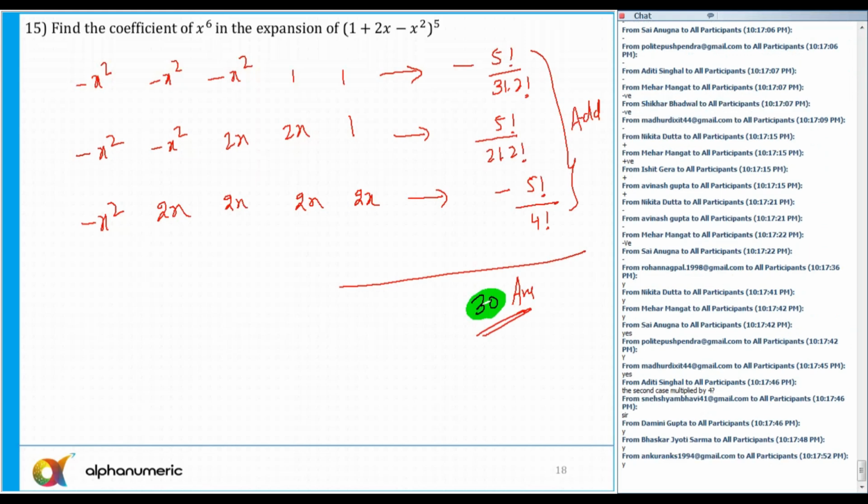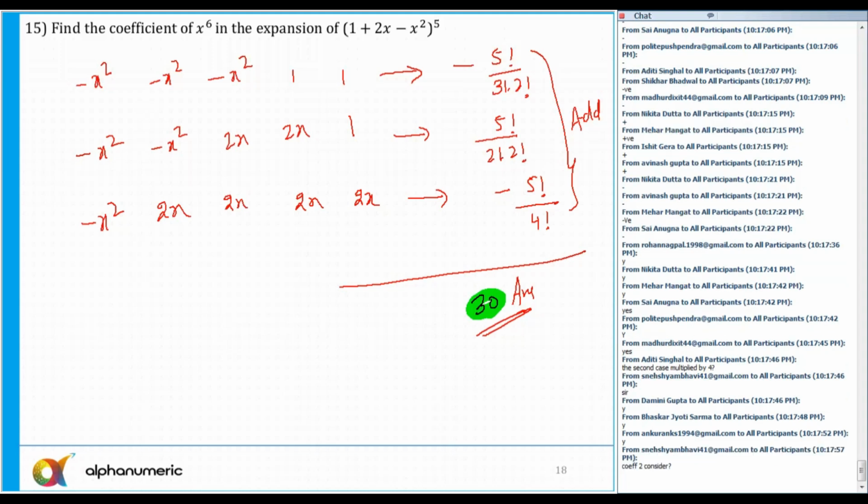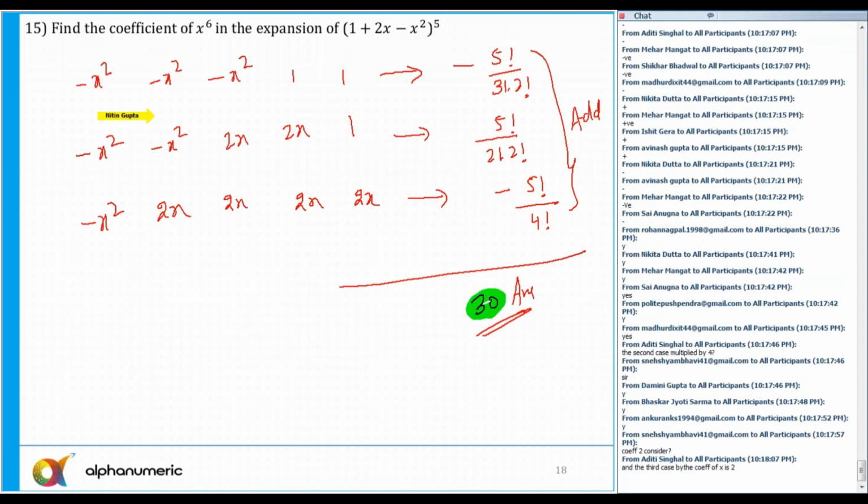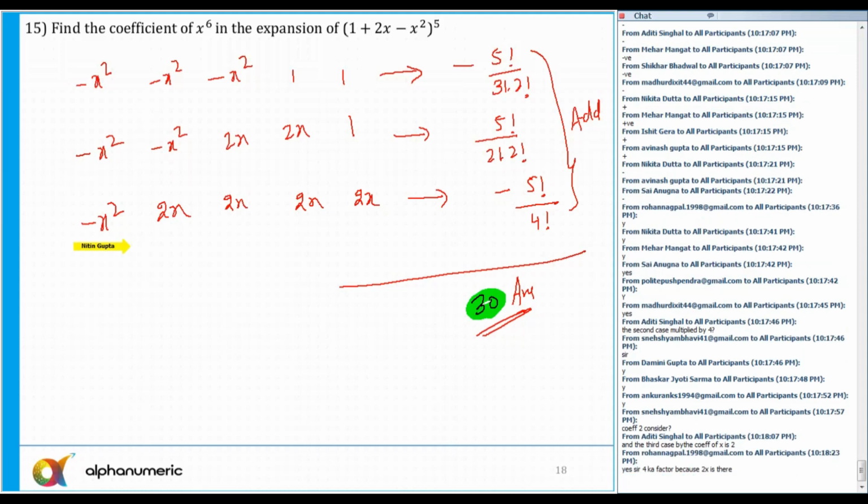No, the second case is not multiplied by 4 because there are 2 and 2 now. Coefficient 2, the second case multiplied by 4. Why, Anita? Just a minute, one by one. The second case multiplied by 4. No, just wait.